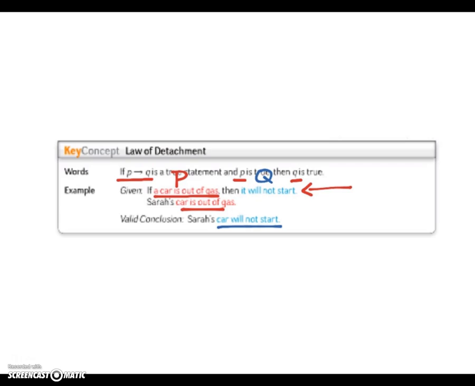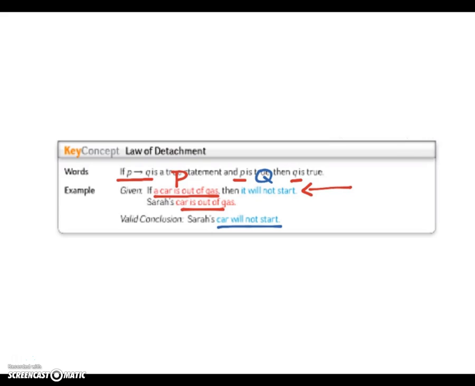And so you'll notice here it says, if a car is out of gas, then it will not start. Sarah's car is out of gas. Therefore, we know Sarah's car will not start. So we're just matching it up. And the key here is that you have to have the two P statements, underlined in red here. Both have to be about the same topic, and they have to be saying the same thing. Okay? One is usually more specific than the other.